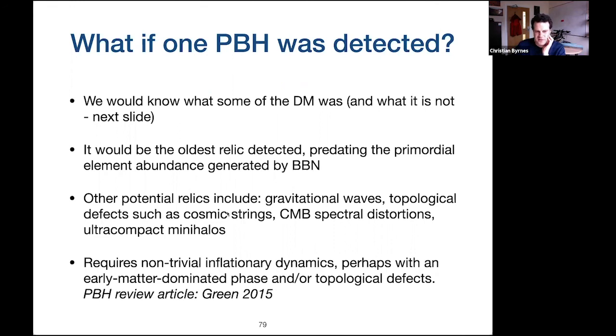There are lots of other potential relics: primordial gravitational waves, defects, cosmic strings, spectral distortions, ultra-compact mini-halos. There are many things people are looking for. Unfortunately, none of them have been found. So basically, we see evidence of Big Bang nucleosynthesis, we see indirect evidence of inflation, but no evidence of what happened in between those two epochs. Even though in terms of the growth of the scale factor, it's actually a long and important period in between.